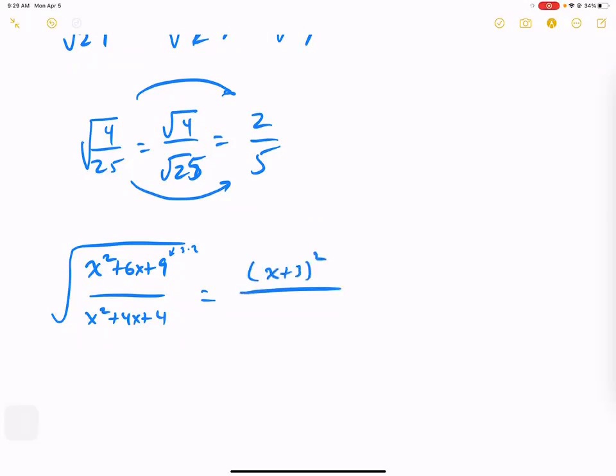On the bottom, 4 is 2 times 2, and 2 plus 2 is 4. So it's (x plus 2) squared. And since I do have a square for both of them, a pair, we can get them out of a square root. So this also works for variables. As long as you have a square, a pair of them, you can take them out of the square root.